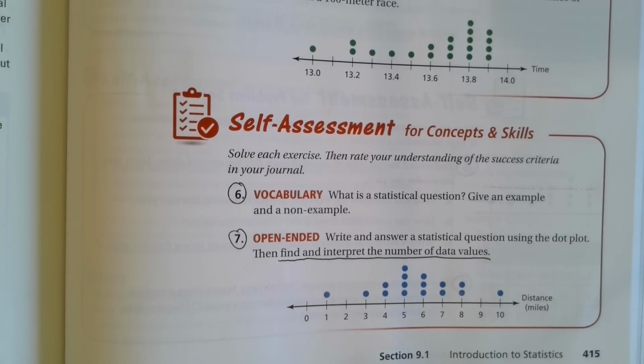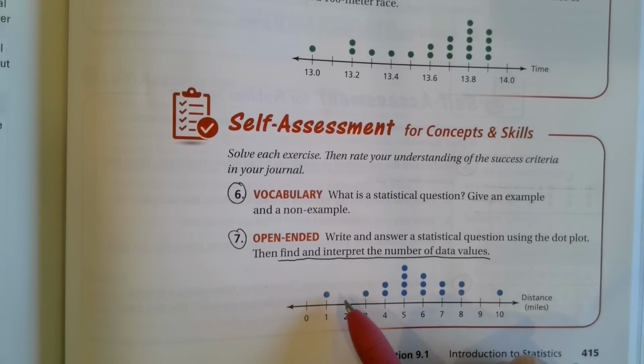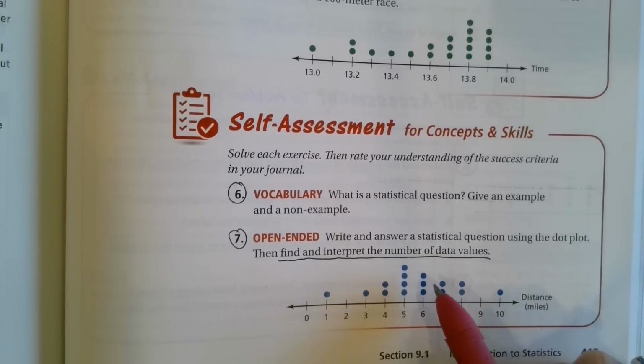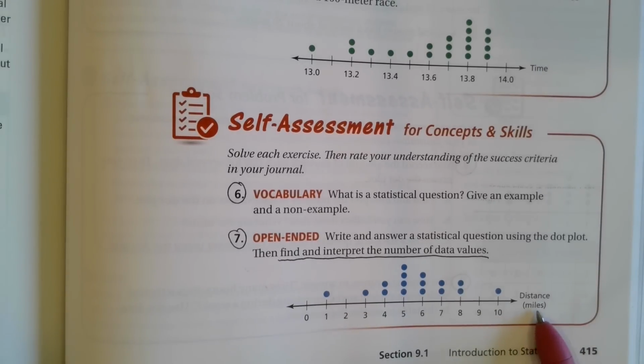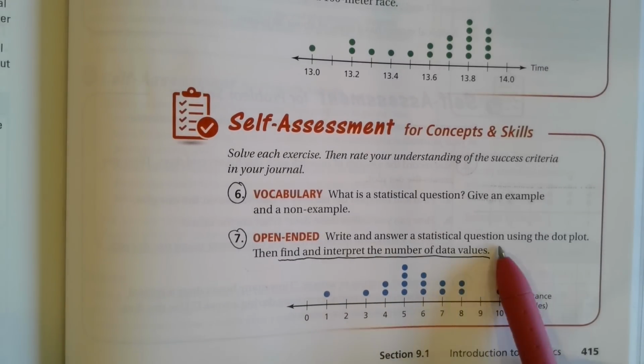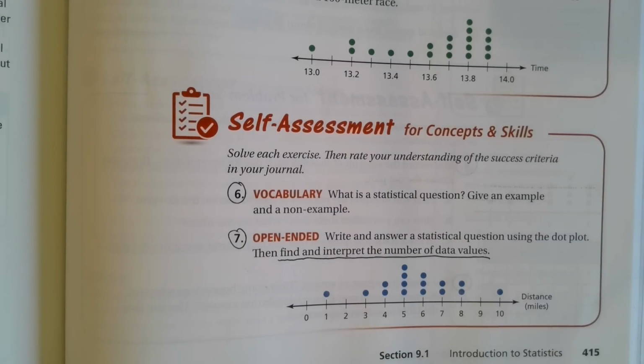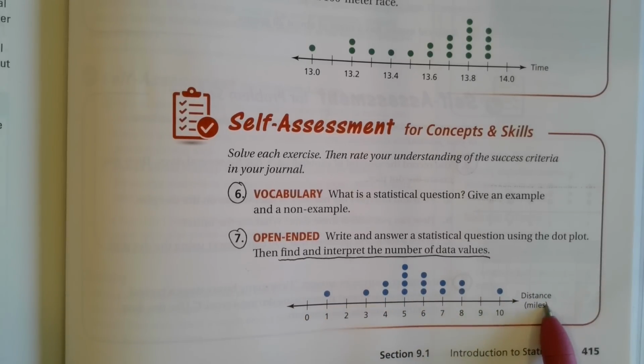All right, so to find and interpret the number of data values, you could have counted 1, 2, 3, 4, 5, 6, 7, 8, 9, 10, 11, 12, 13, 14, 15, 16. So there's 16 data points. Since this is distance in miles, a question that you could have used is, how far did you run this weekend? Or how far do you live from a friend? So it could be a lot of different things. How far did you go on a walk? Lots of different things, or a bike ride.